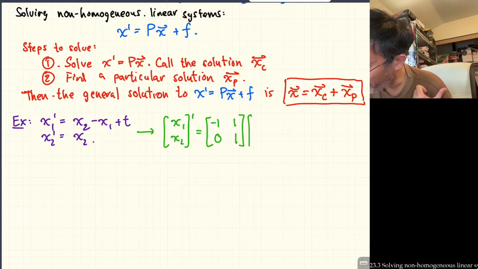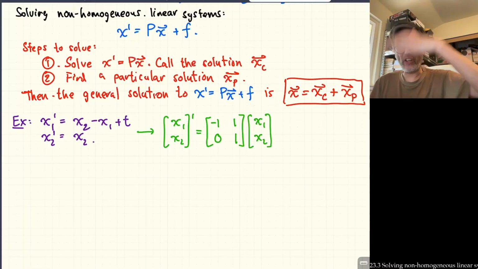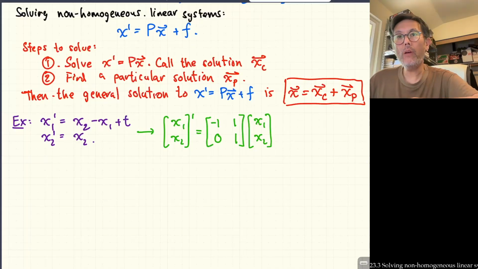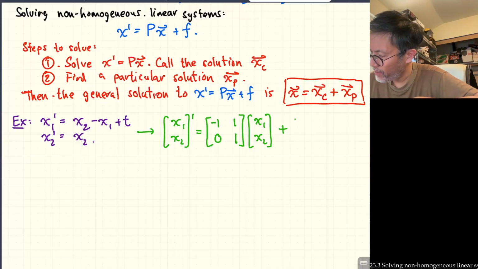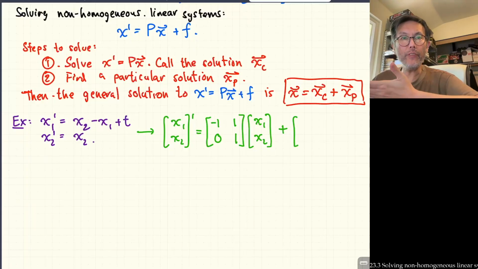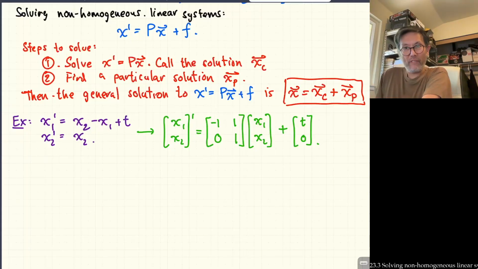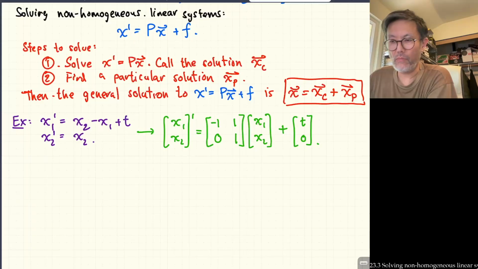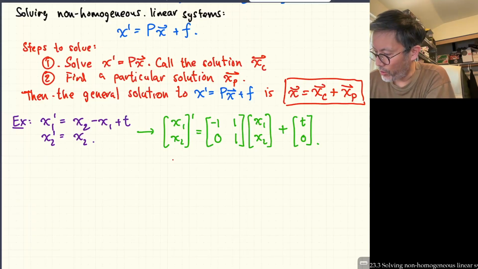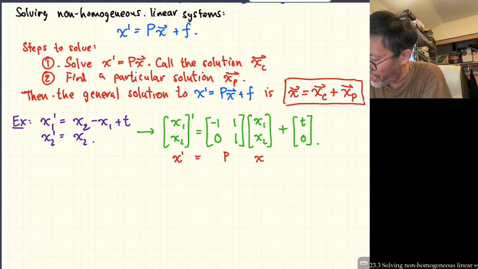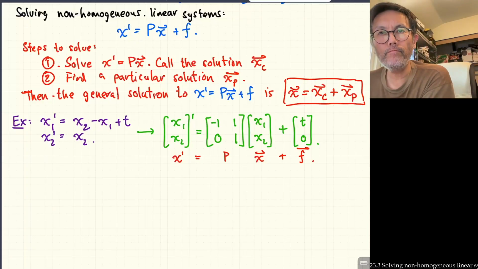We're going to multiply this by the vector x1, x2. And then we're going to add to this our f. The f in this case is going to be t, 0. And because that vector there is non-zero, this is a non-homogeneous linear system. To be absolutely clear, this is my x prime, here's my P, here's my x, plus my f. Hopefully all of this is clear.